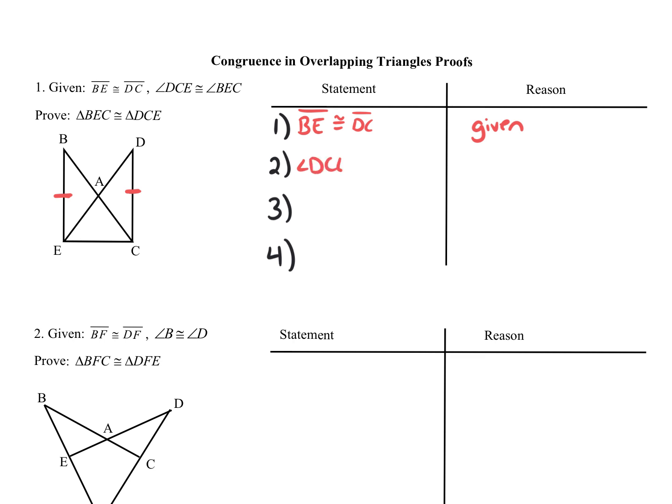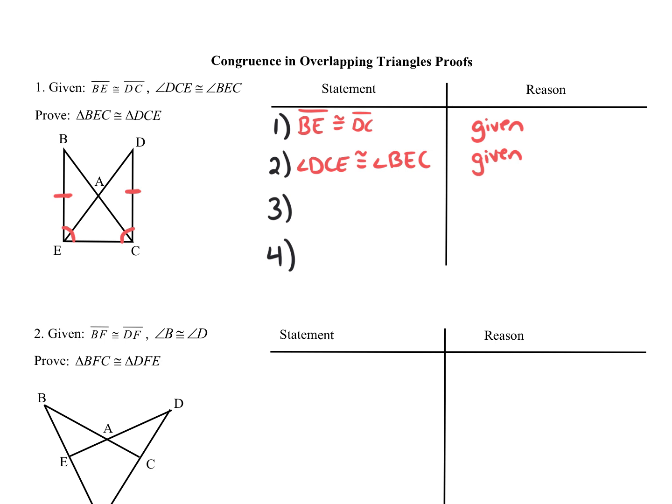Angle DCE is congruent to angle BEC. How do I know that? Given. What do I need to do now that I wrote it down? Mark it. Yep. So this whole angle is congruent to that angle. Do we have any more given statements? Nope.